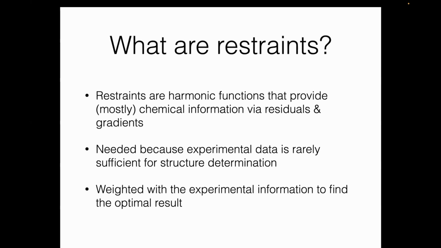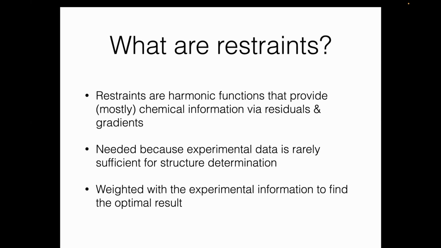Well, they're mostly harmonic functions that provide chemical information to the refinement program so that it can decide what's a good bond, what's a good angle, and everything like that. And they're needed because at macromolecular protein resolutions, you don't have enough data for the number of parameters in your refinement. And they're weighted against the experimental data.